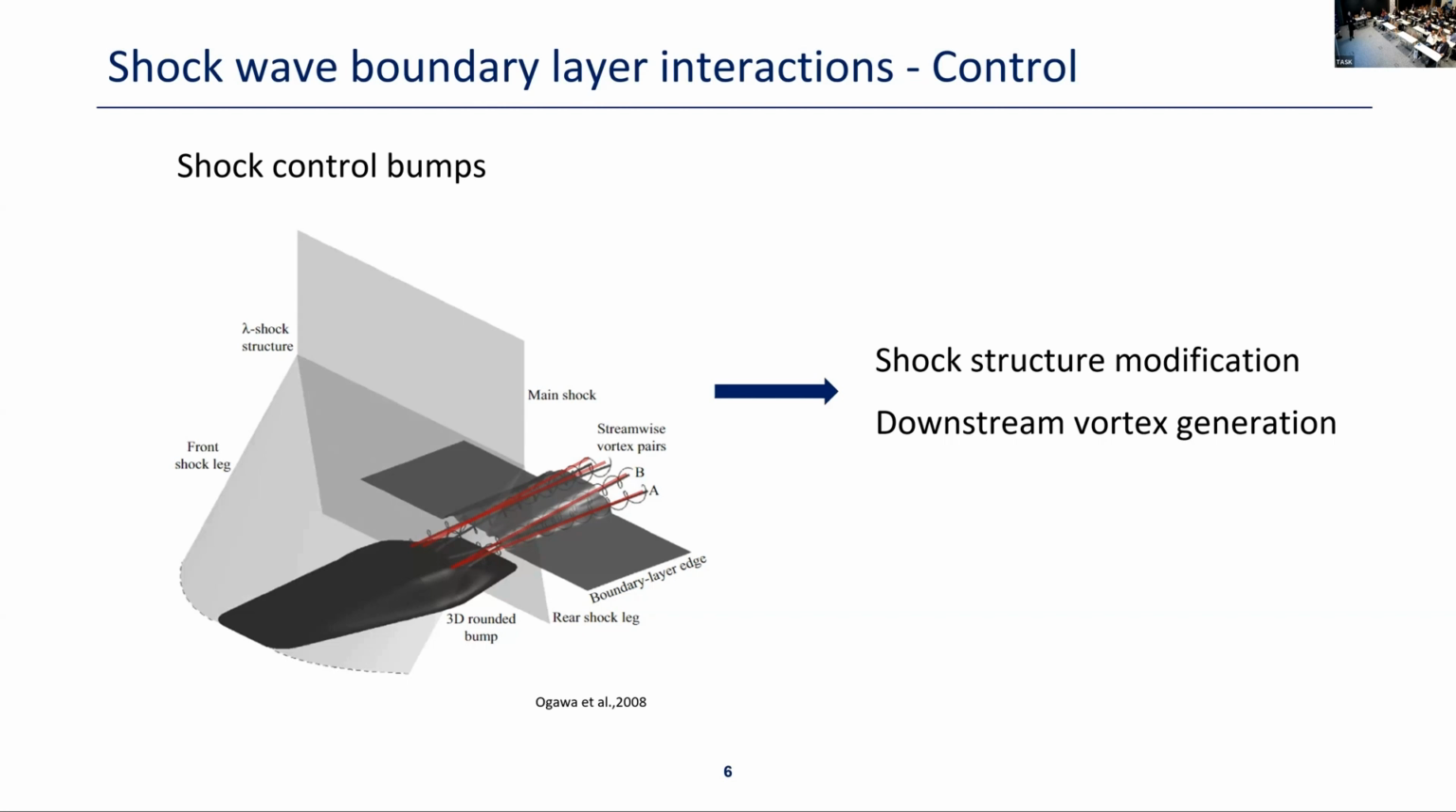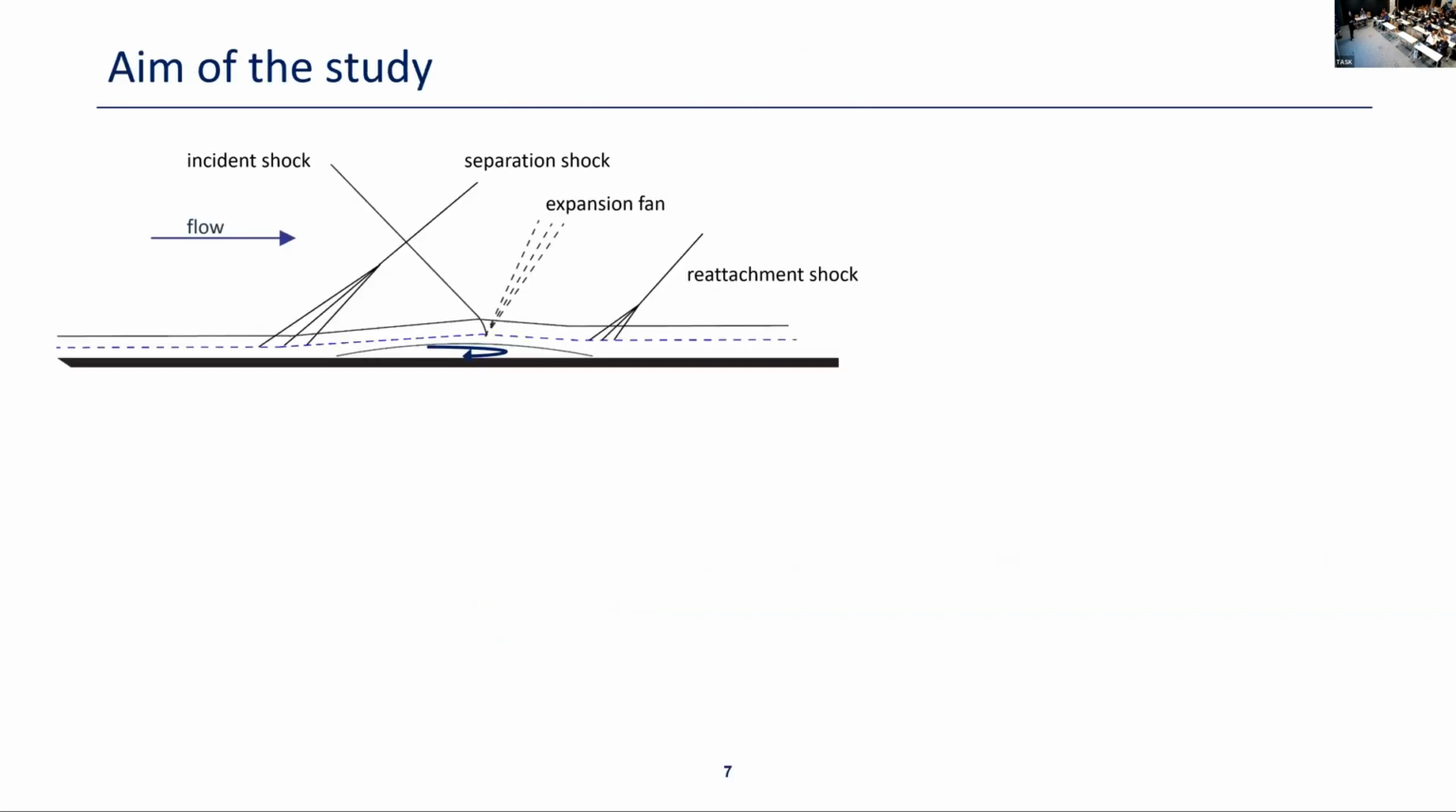Different research groups, when looking at three-dimensional bump shapes, also found that this kind of shape has another benefit in the flow. They found that it induces streamwise vortex pairs in the downstream flow. Why could this be of interest? Because these vortex pairs can energize the boundary layer and make it more resistant to downstream separation. So this type of control is quite promising for normal shock boundary layer interactions. But how about the oblique type of interaction?